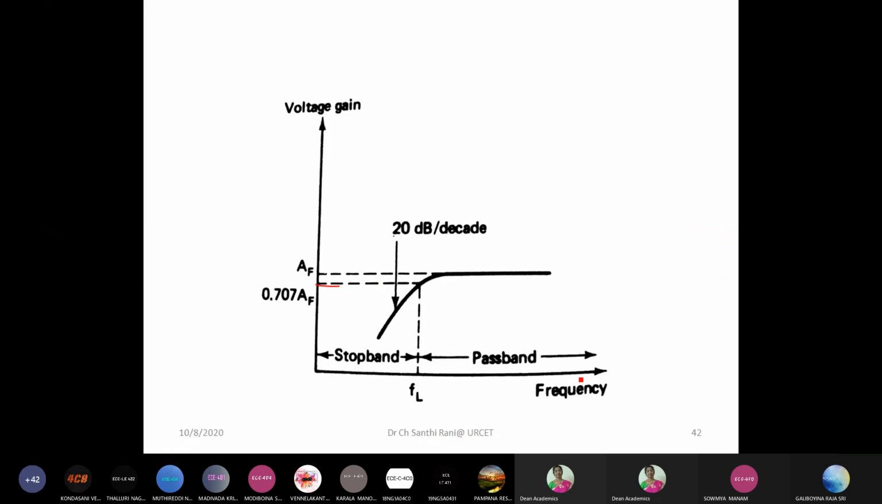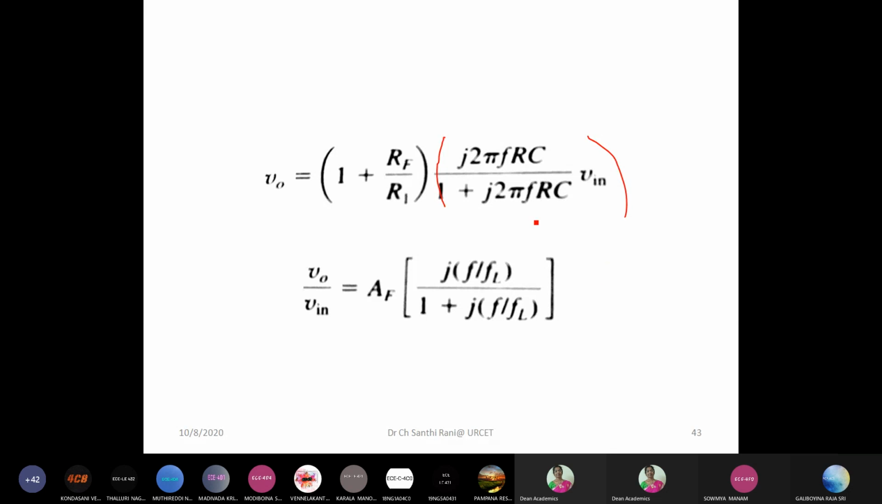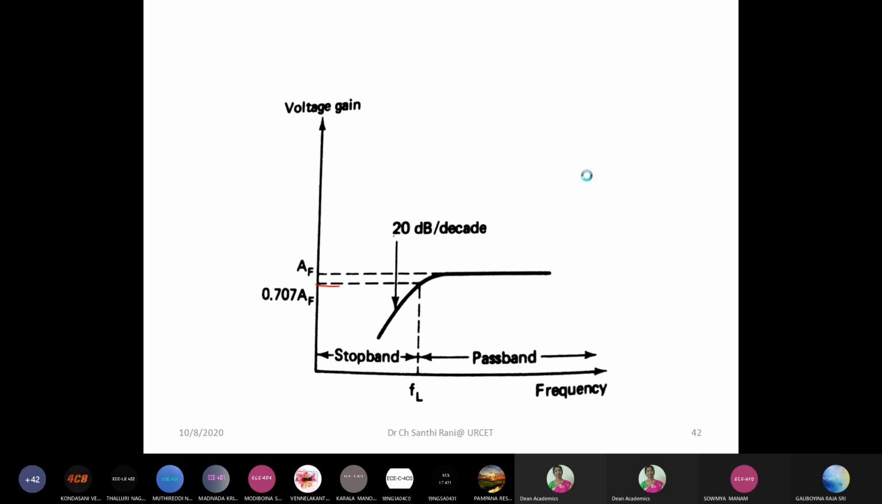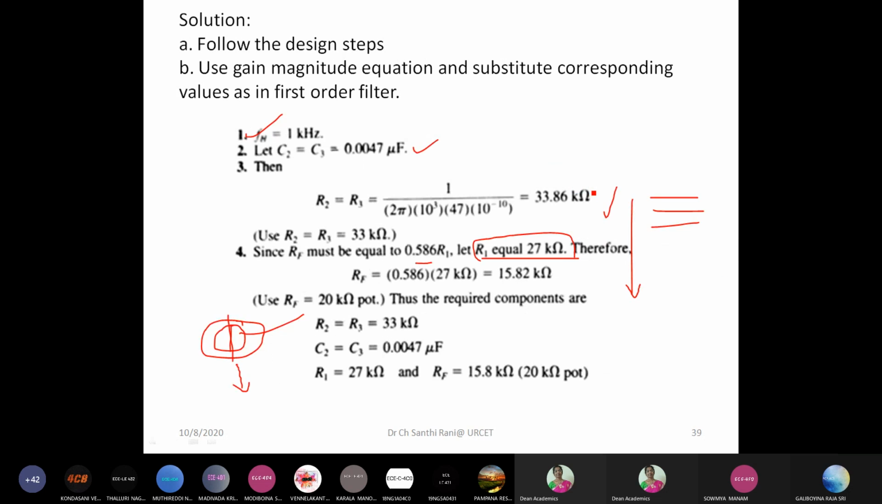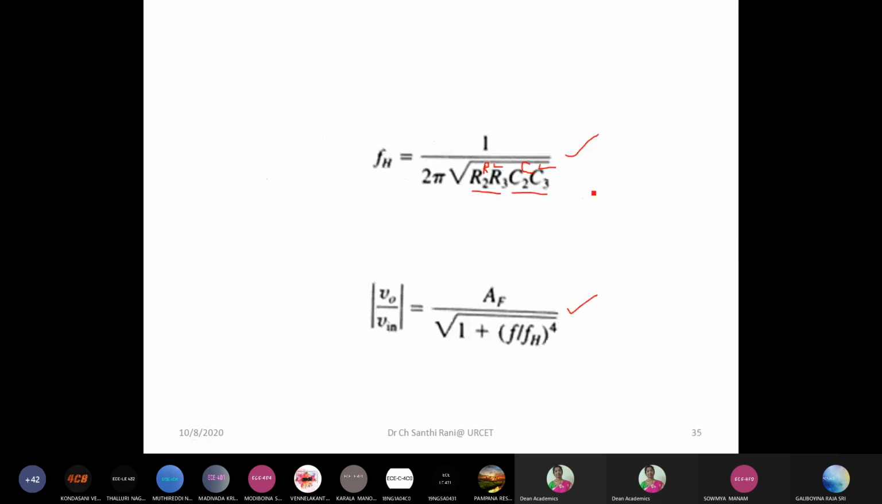So we write that. And after that, minus jXC is equal to 1 by 2 pi FC. What all we have done, you just do that. And finally, that V1, what I have indicated there, we will get as j2 pi F RC divided by 1 plus j2 pi F RC into Vin, right? In the previous case, we got it in a different manner, right?